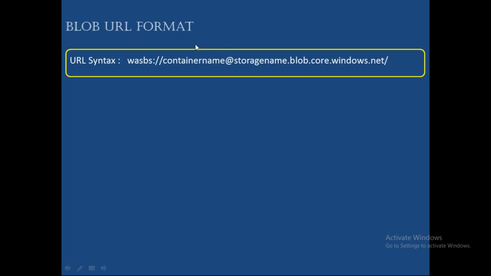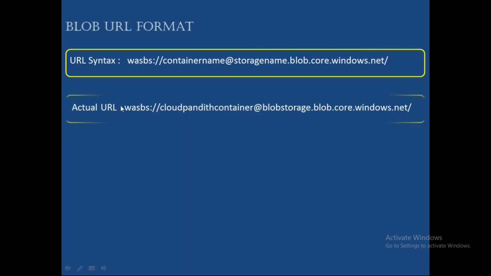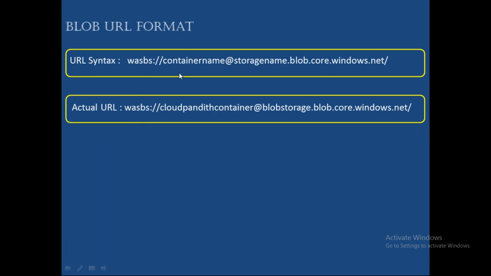How you read data from the blob storage is wasbs:// container name @ storage name .blob.core.windows.net. Okay, this is how you need to form the URL. Example, this is the actual URL. See, wasbs is the same. This is the container name. My container name is Cloud Pandit container, for example. This Cloud Pandit container is available in which storage? Blob storage. Okay, my storage name is blob storage .blob.core.windows.net. So this is how you need to form the blob URL to read data from this particular blob storage.